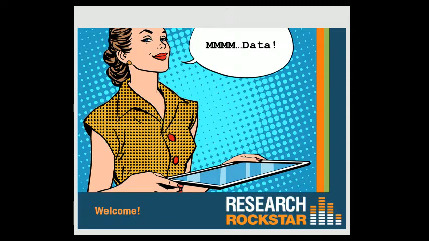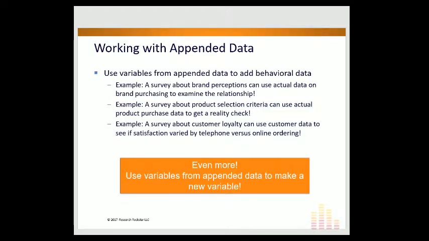So what do I mean when I say appending data with actual customer data? Well, let's take a look at some examples. One of the things that's really exciting for us is that we can now combine our survey data with behavioral data. And this is a great way for us to look at differences between people's attitudes and self-reported needs with actual behavioral data.